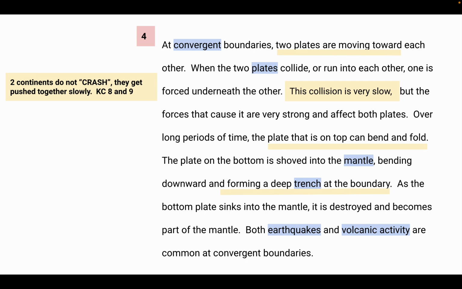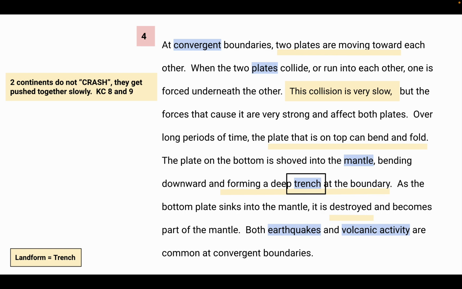Remember, this happens over a really long period of time, but it can bend and fold, and so it kind of creates a landform that is a deep trench. And I went ahead and I reminded myself that the landform that is formed at a convergent plate boundary is a trench. And I reminded myself of that by putting it out in the margin.